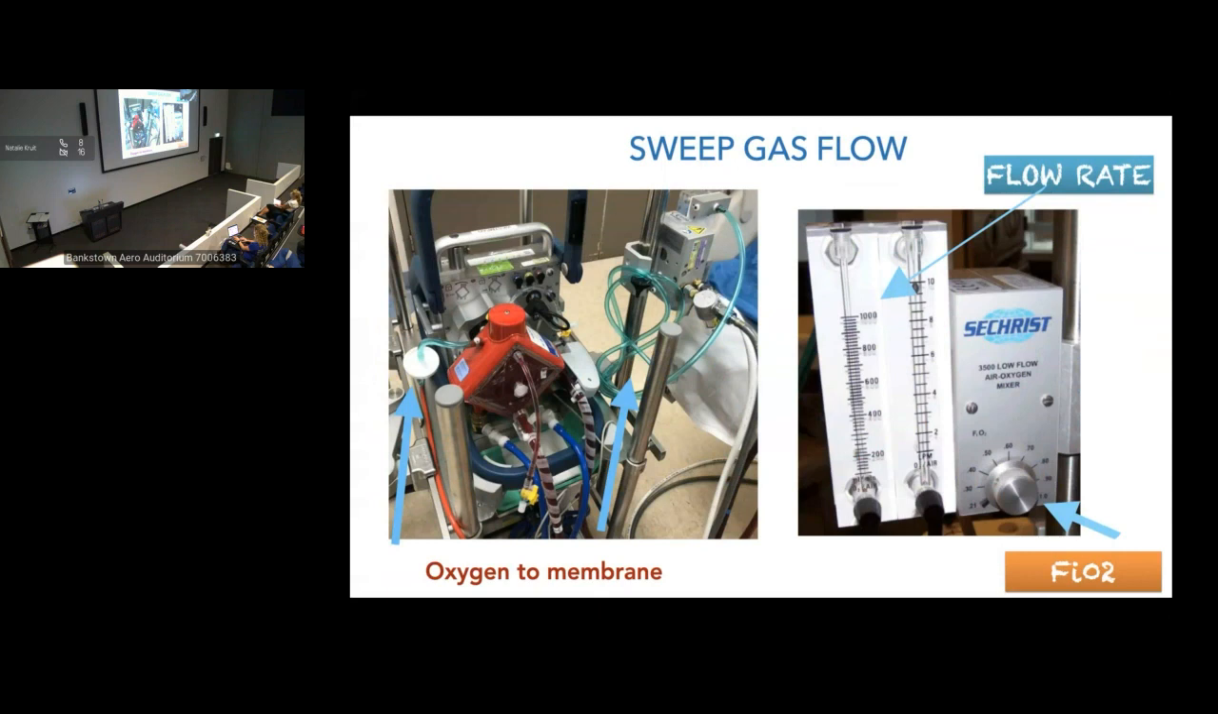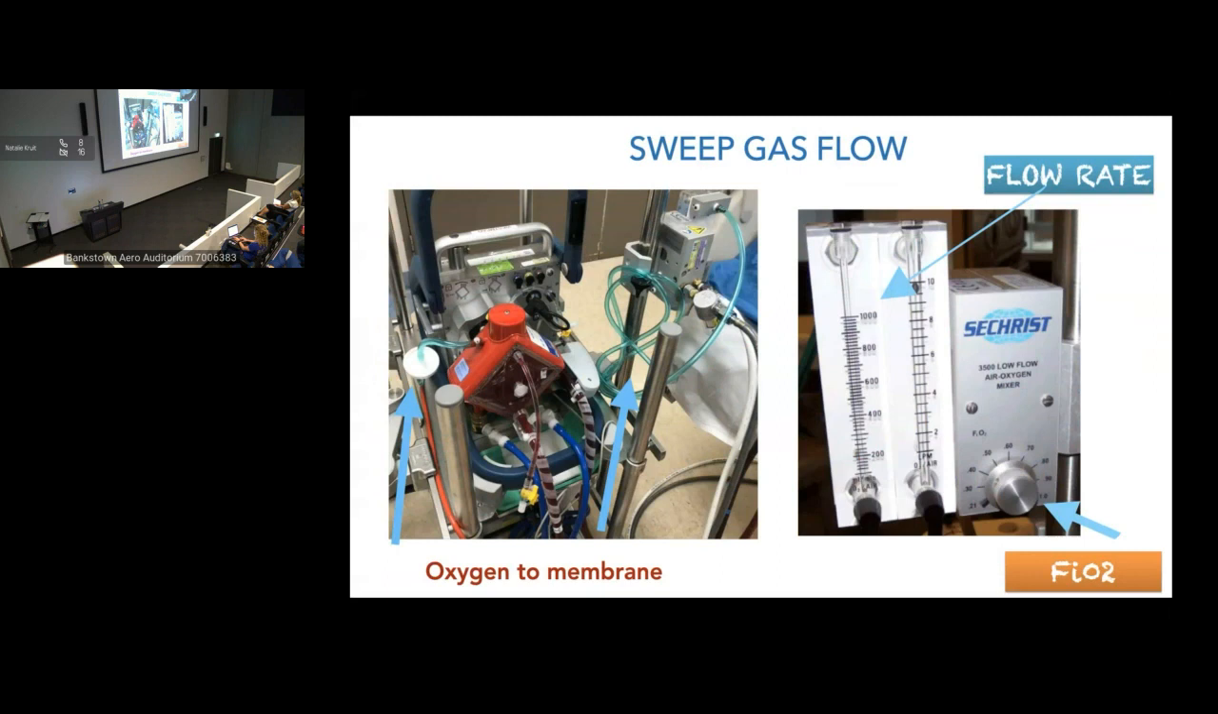Now, we know that CO2 wants to diffuse down a concentration gradient. So if you have a higher CO2 concentration in the patient's blood and a low concentration in the gas compartment of the membrane, then that concentration gradient will be large, and CO2 will be removed quicker from the patient's blood.